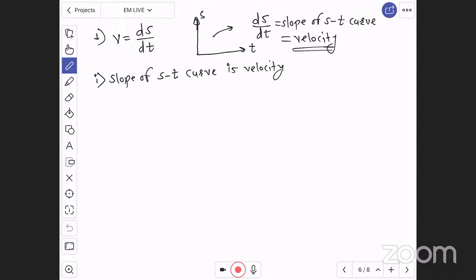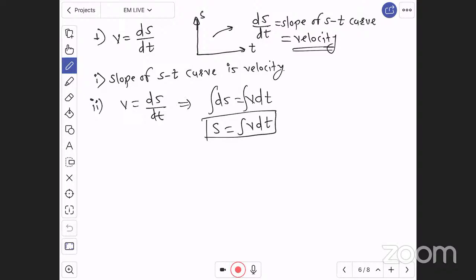Now second result. Again, v is equal to ds by dt. Therefore, separate the variables. Can I write ds is equal to v dt? Now this ds is a very small displacement. If I integrate both sides, I will get total displacement. Therefore, s is equal to integration v dt.